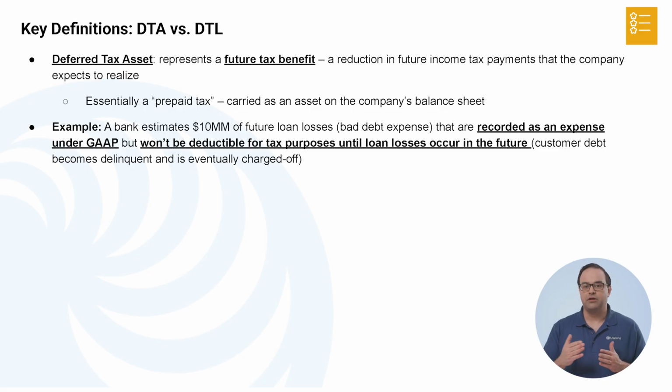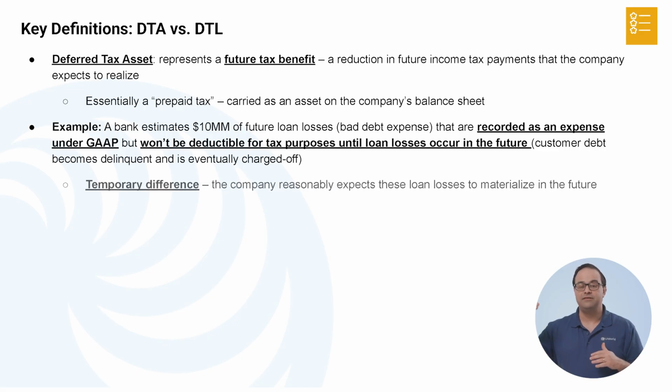So in effect, the company is going to record a lower amount of GAAP income than taxable income. Under tax accounting, the bank is only allowed to deduct loan losses as they actually occur. In this example, the bank takes a provision for loan losses of $10 million on day one. The losses have not happened yet, so GAAP income is $10 million lower than taxable income.